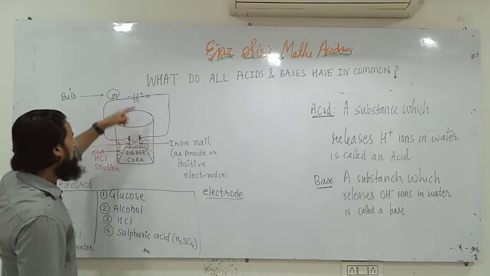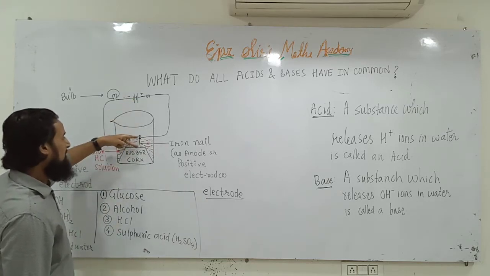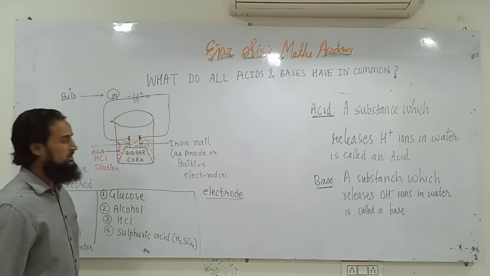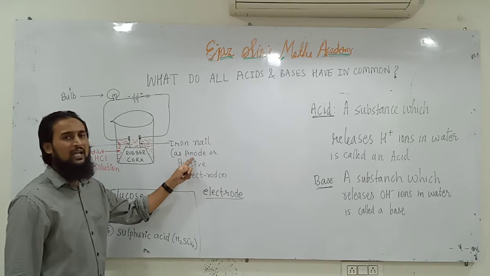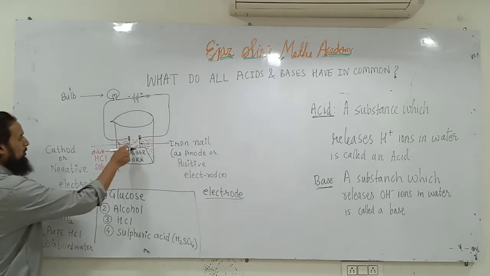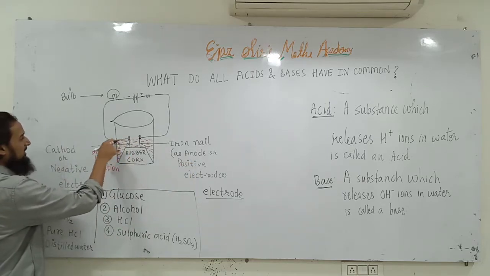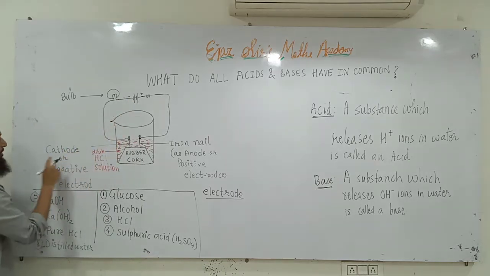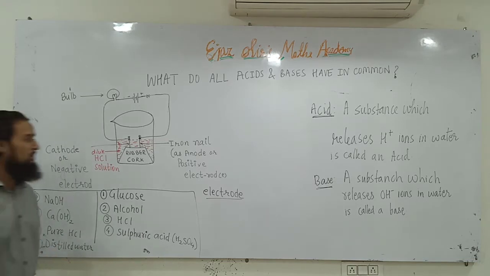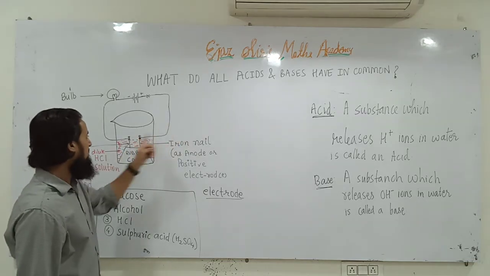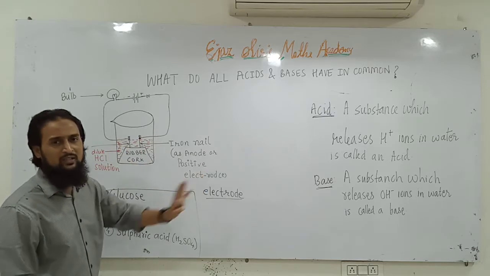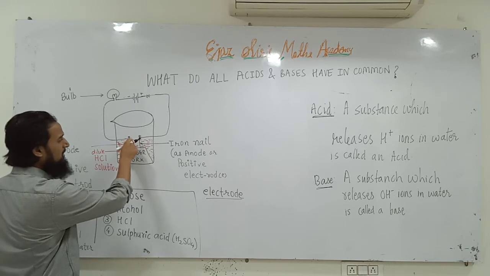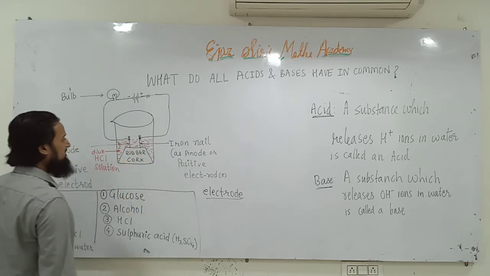So this behaves as the positive electrode because the electrode which is connected to the positive terminal of the battery is called the positive electrode, and the positive electrode is also called the anode. The iron nail which is connected to the negative terminal of the battery is called the cathode. You don't need to remember the names. Even if you don't remember, it doesn't matter. You can simply say this is the positive electrode, this is the negative electrode.